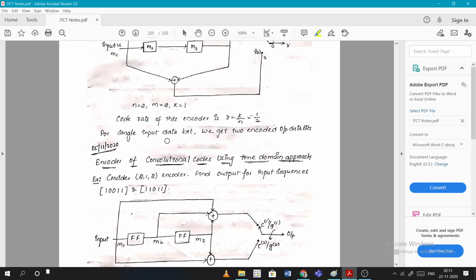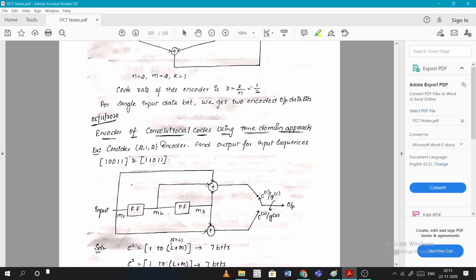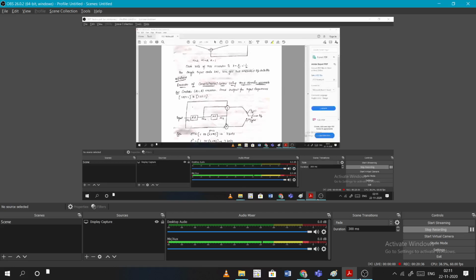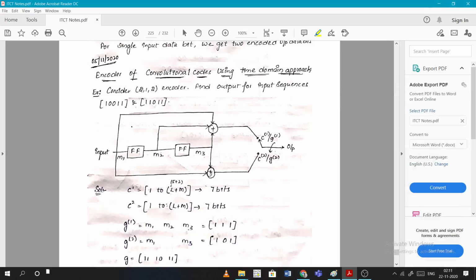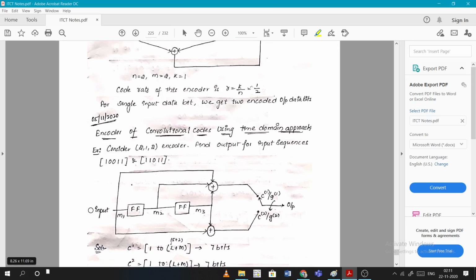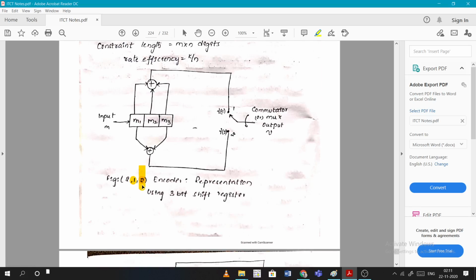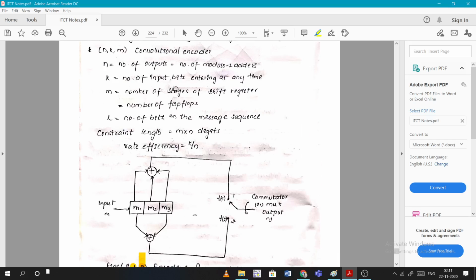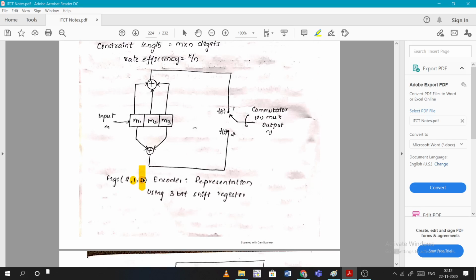Okay, fine. Now coming to the encoder of a convolution code using the time domain approach. How do we solve this? Here they have given the 212 encoder and the circuit is given. Find the output of the input sequence they have asked. I feel like this is wrong. It might be 213, I think. According to this, it should be the number of flip flops, no? So it might be 213, I guess. I'll let you know.